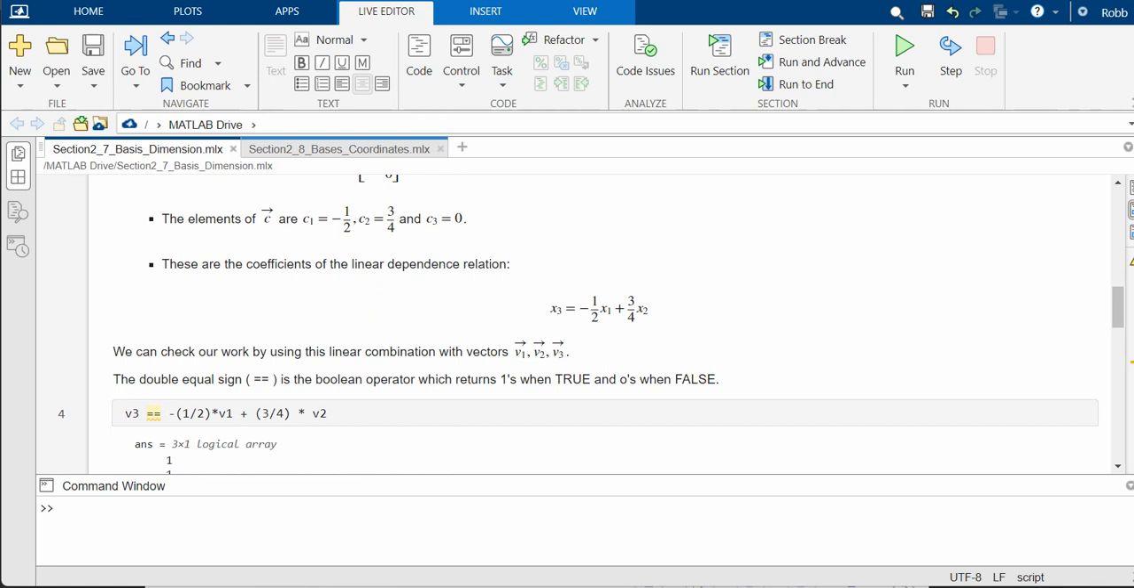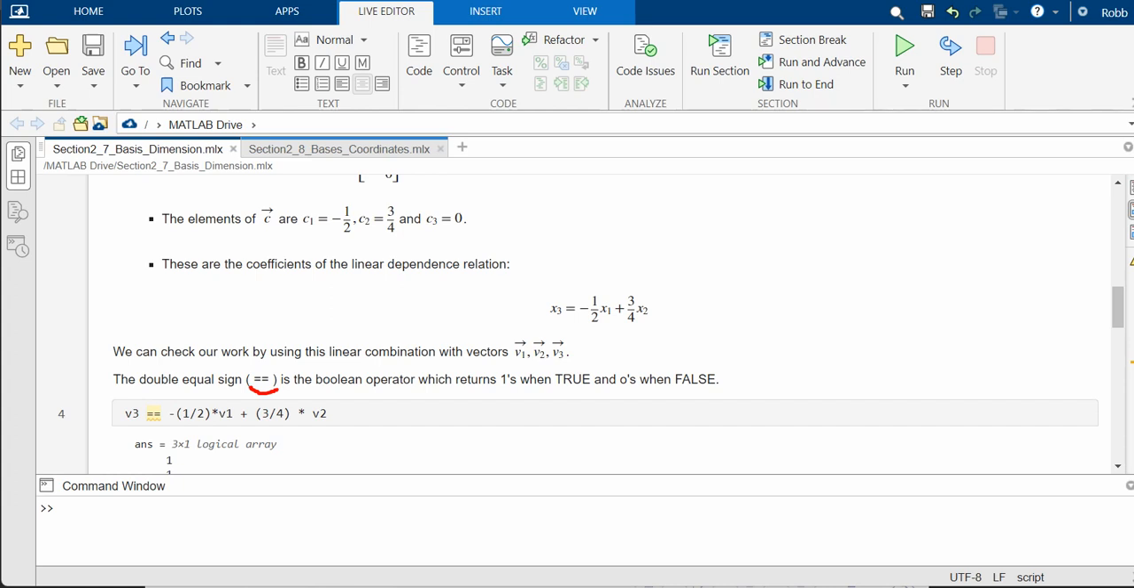Okay, so the first thing to know is that the double equal sign is a Boolean operator, which basically says, is this true or false? If the equal sign is true, then we'll get all ones. And if the equal sign is false, we'll get all zeros.